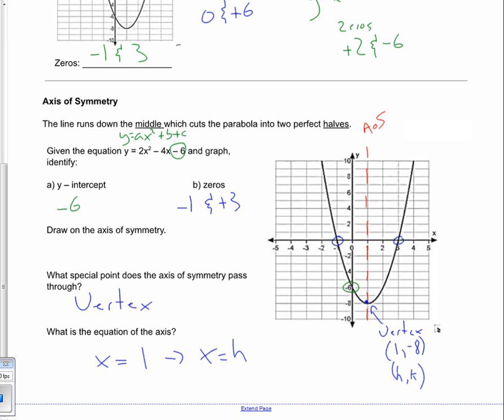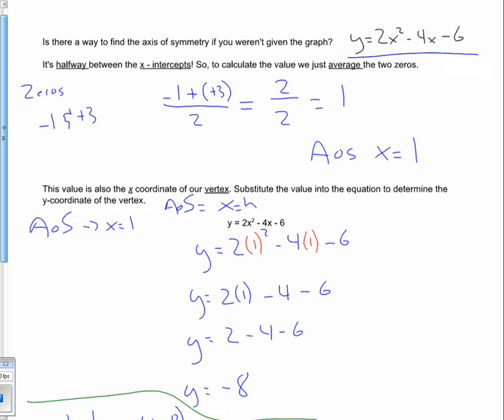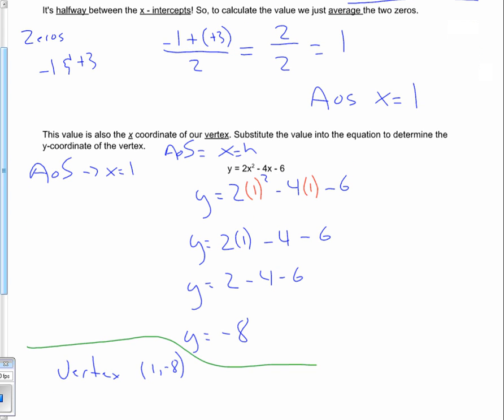Okay, so we can figure that out whether or not we have a graph or just an equation. So it's a very useful skill to have, to know that we can figure out not only the axis of symmetry from the two zeros, but once we have the axis of symmetry, we can substitute that into the equation in order to solve for the y value at the vertex and determine what the vertex is going to be.